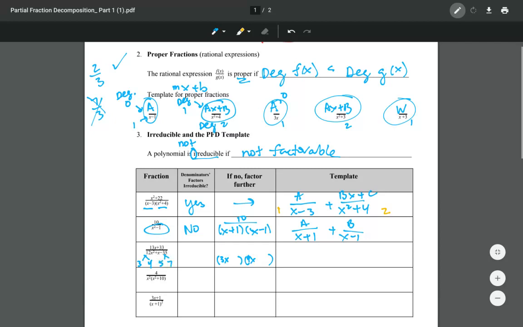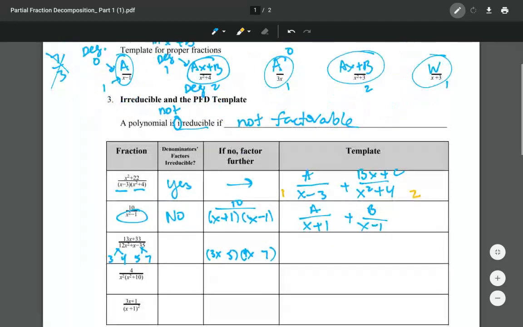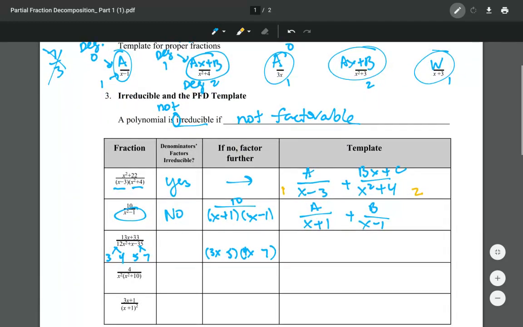And I need x in the middle. So 5, if I put 5 with that 4, that's 20. If I put the 3x with the 7, that's going to be 21. And I want that 21 to be positive, so plus and minus. So were these irreducible? No. I could work on this further. My numerator, 13x plus 33. Okay, here comes my template.